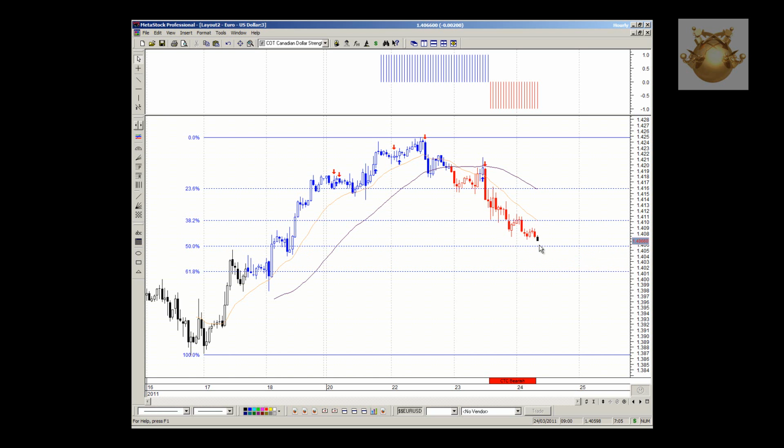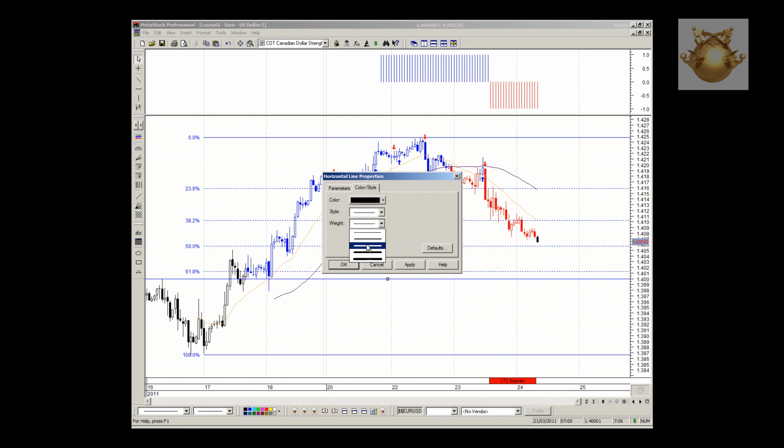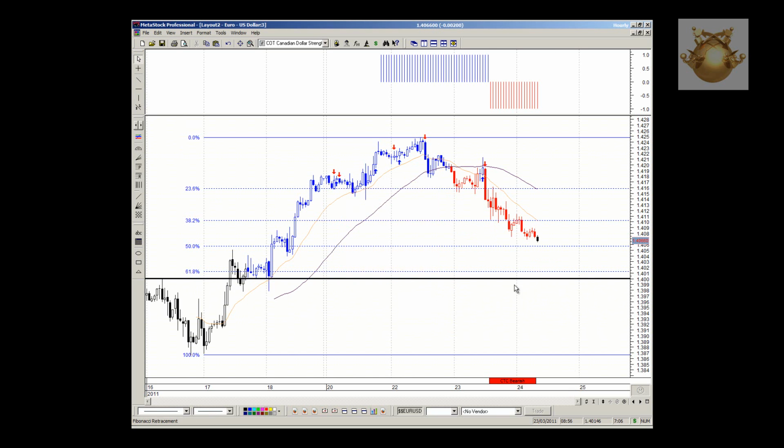1406. Failure to find support at 1406, a previous resistance and support, would see 61.8 being the next one, which would be down here at 1401. If it's trading below 1401, then we should see price test the 1400 mark, which is the daily previous support and resistance, a strong support and resistance line. And if it fails to find support there, then we're going to see further selling in the market.